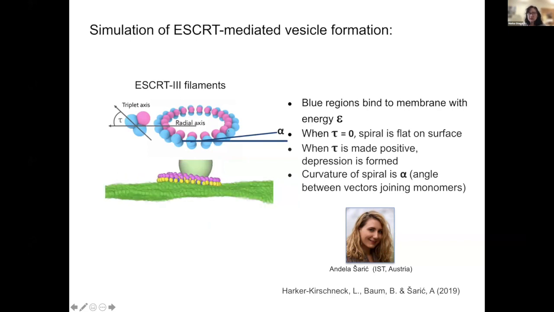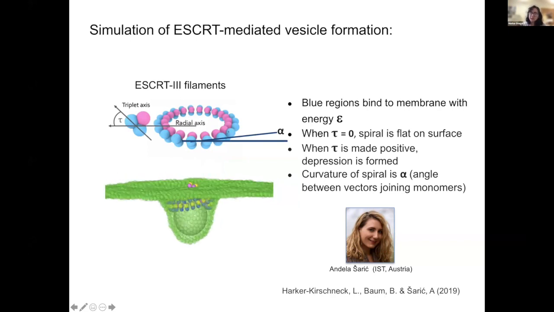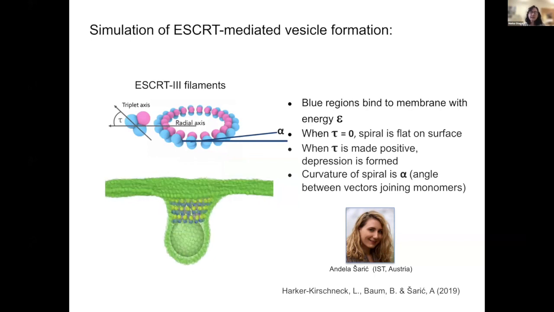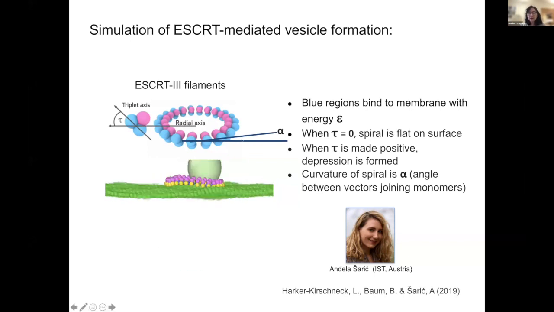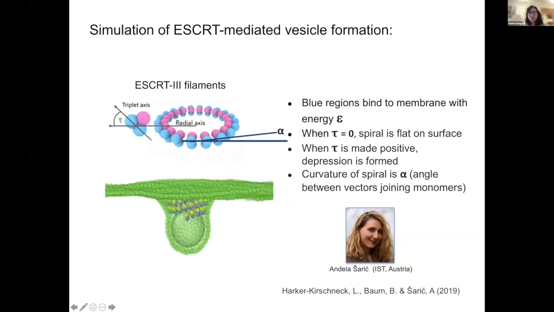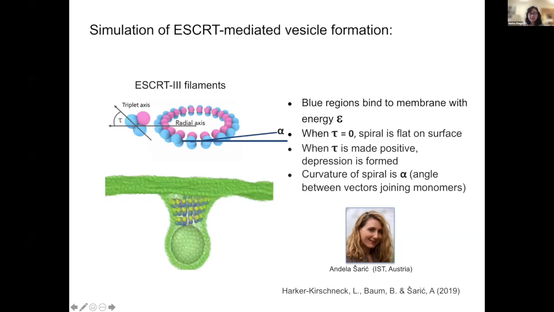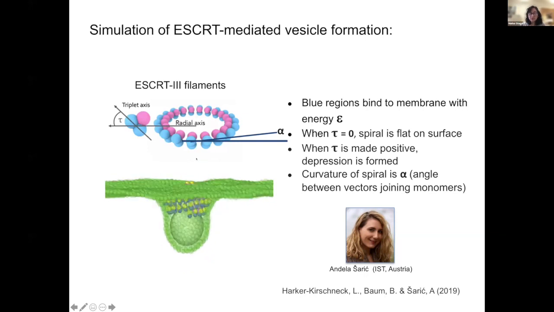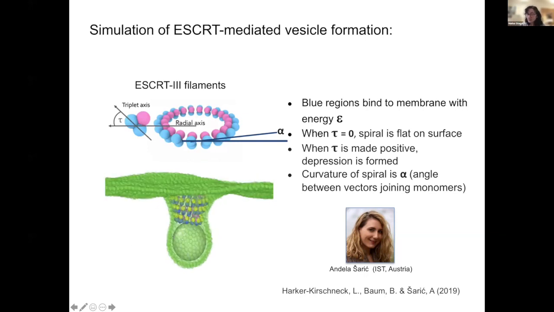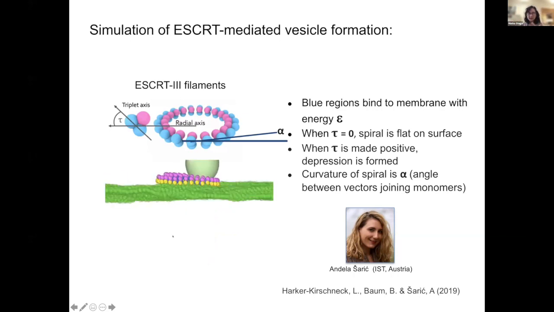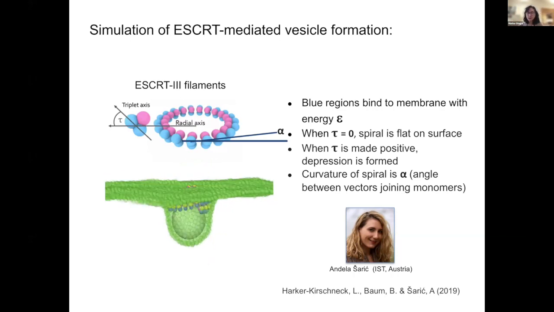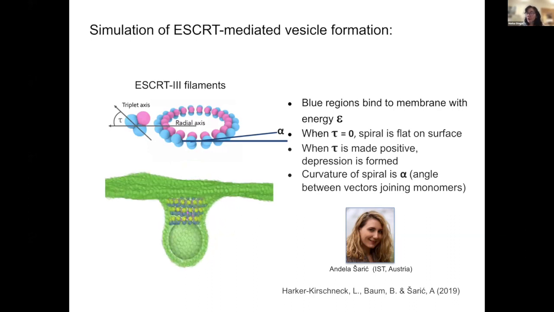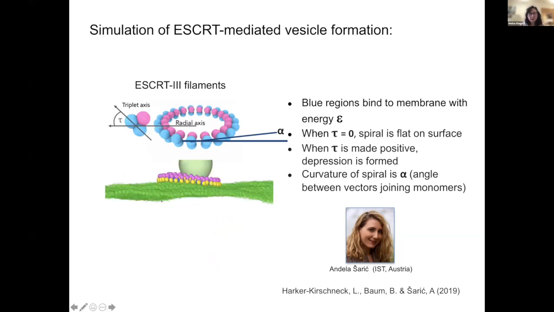They can change the binding affinity between the ESCRT filaments and the membrane. They can change the curvature of how the filaments interact with the vesicle, and the curvature of the filament itself. And the way they simulate the presence of the plasma membrane proteins is by placing these big spheres on the surface. They are just giving the model the information of where the plasma membrane proteins are, and changing the properties of the membrane locally.